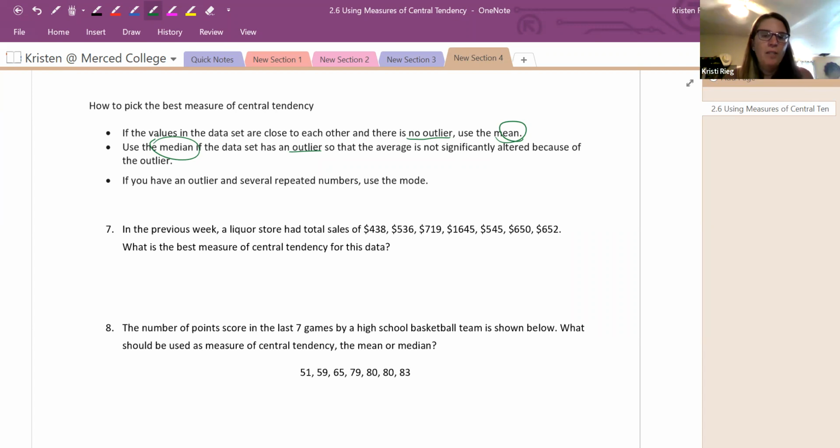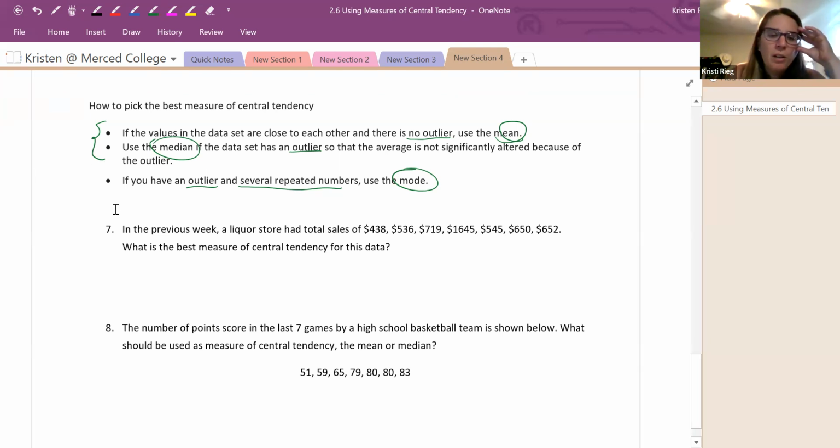And finally, if you have an outlier and repeated numbers, use the mode, especially the repeated numbers part. The mode would help you out on that one. Really, if we were picking, the mode is kind of garbage. It's not used very often, but we will be using mean and median throughout the rest of this course. Really after today, I probably won't say mode again. It's not really that big of a deal.